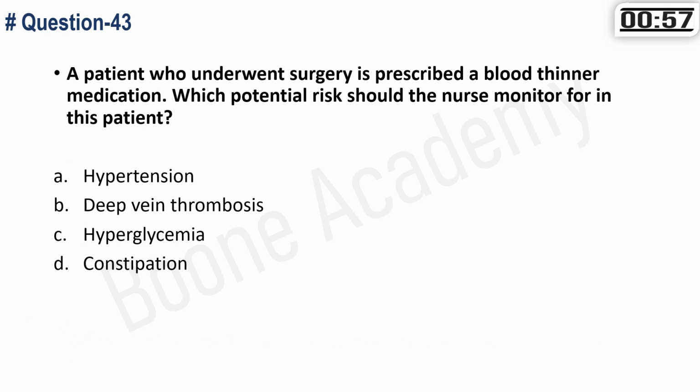Question 43. A patient who underwent surgery is prescribed a blood thinner medication. Which potential risk should the nurse monitor for in this patient? A. Hypertension. B. Deep vein thrombosis. C. Hyperglycemia. D. Constipation. You have 1 minute to answer your question.